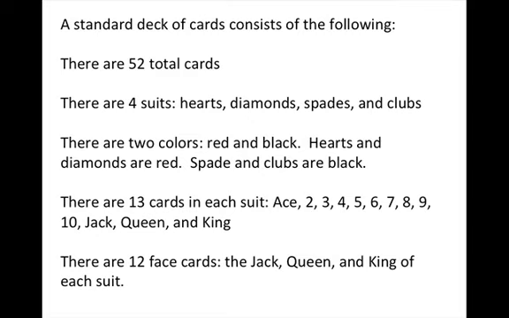You start with an ace, and then you've got the numbers 2 through 10, and then you have a jack, queen, and a king. And there are 12 cards that are considered face cards. The face cards are the jack, queen, and king for each suit. So there's 3 cards in each of the 4 suits, so that gives me the 12 face cards.